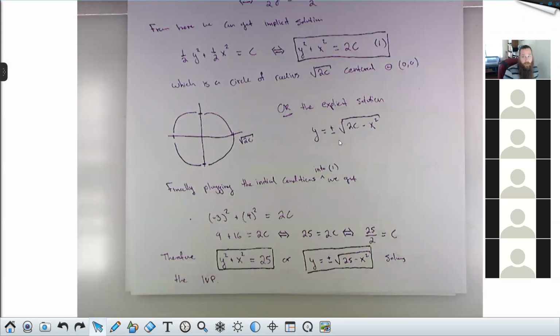If you were additionally requiring that your solution be a function, neither of these are functions because the graph fails the vertical line test. You could just take the plus or just take the minus.